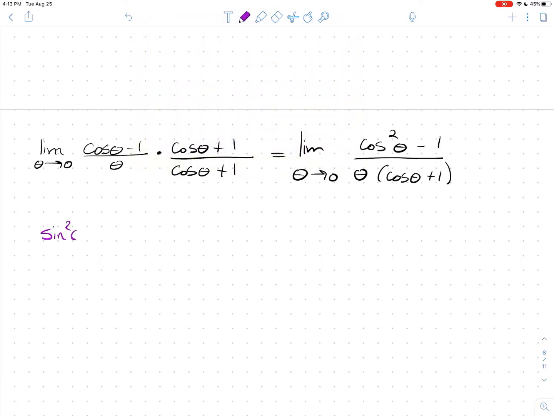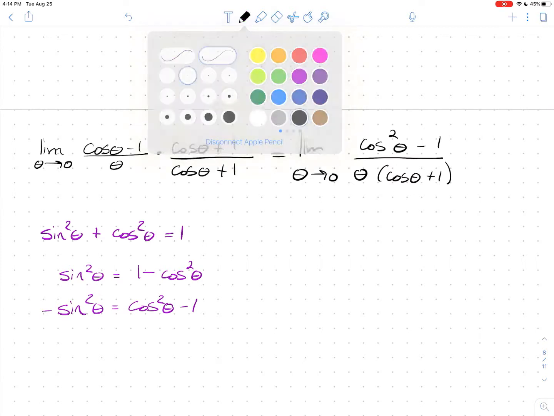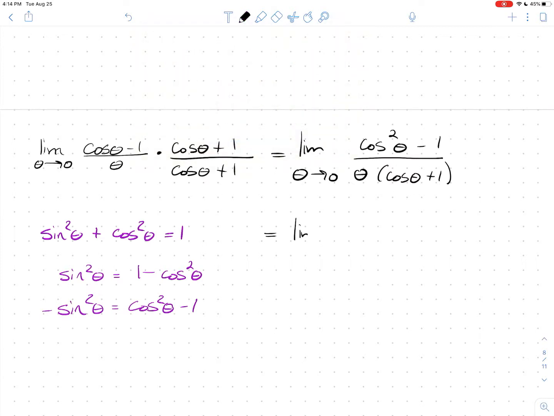You know that sine squared theta plus cosine squared theta is 1. And so let's see. That means that sine squared theta is 1 minus cosine squared theta. And in particular, here we go, minus sine squared theta is cosine squared theta minus 1. I'd rearrange there just to keep the sign simple. And so the point is, when I use that, then the limit as theta goes to 0 of minus sine squared theta all over theta times cosine theta plus 1.